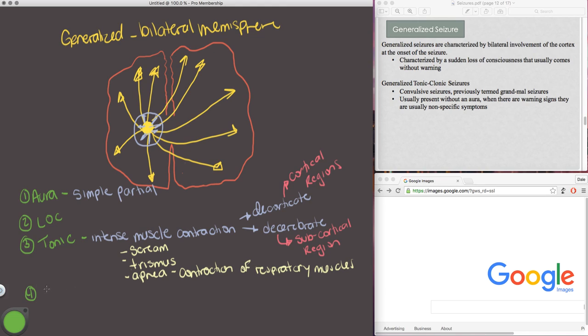The fourth stage that we look at is the clonic phase. The clonic phase is when we have relaxation of muscles. So the tonic phase basically subsides, and we're going to see some sort of relaxation in the muscles that were just intensely contracted. Patients are often incontinent in this phase because we've had the intense contraction of the bladder, then relaxation, which relaxes the sphincter, and we can have incontinence associated with it.